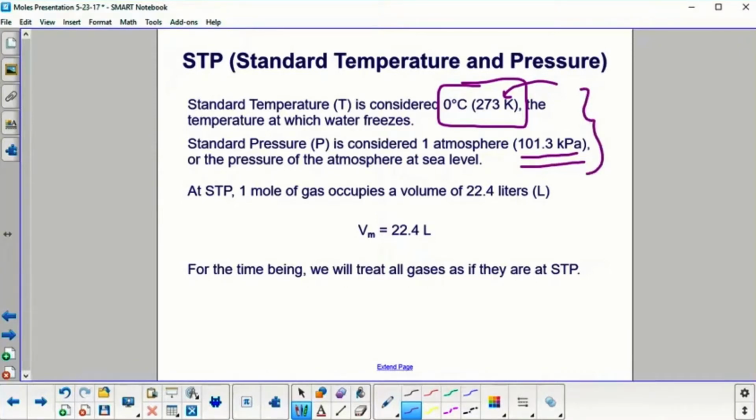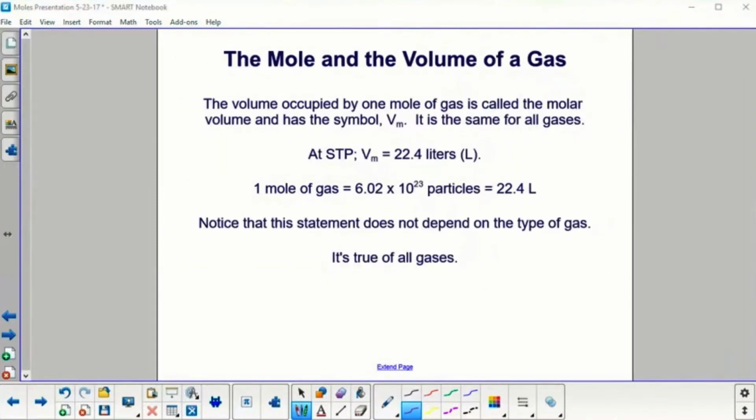At STP, 1 mole of gas will occupy 22.4 liters. This is a number you're going to get very familiar with, and it's designated as V sub little m. For the time being, we'll treat all gases as if they are at STP. The volume occupied by 1 mole of gas is called the molar volume, and it has the symbol V little m. And at STP, that volume is 22.4 liters.